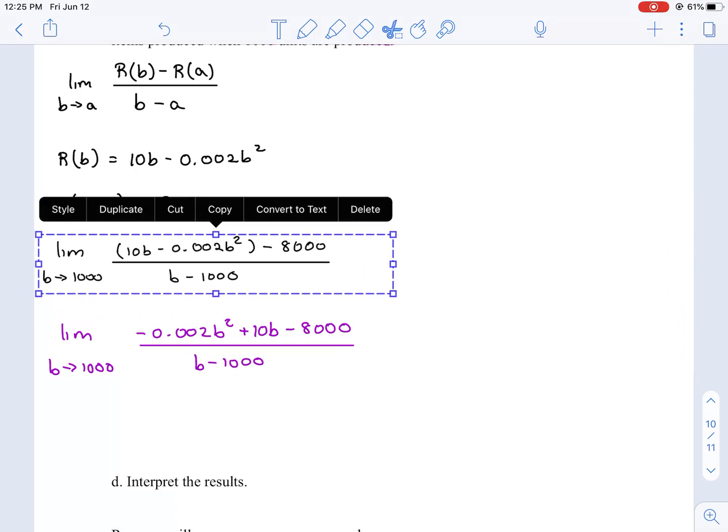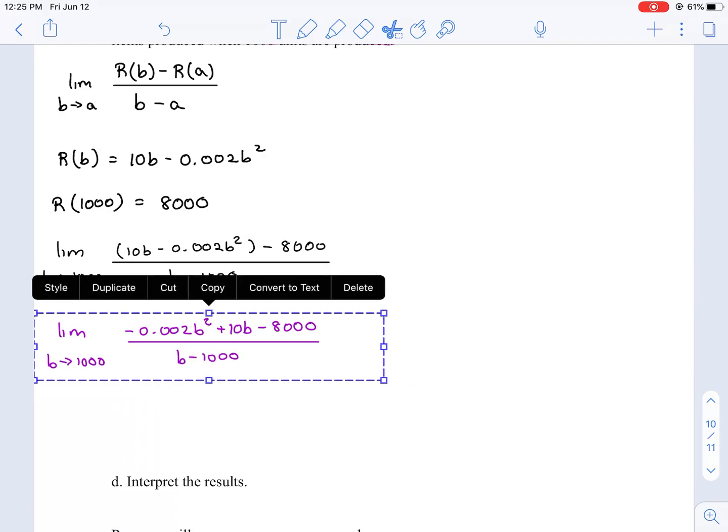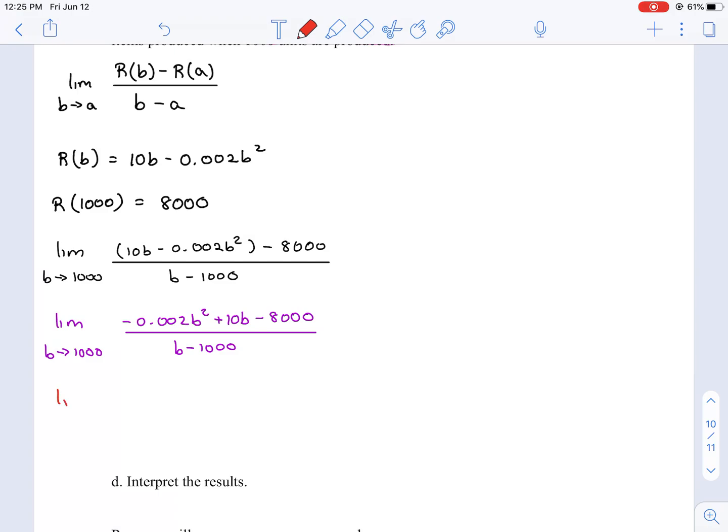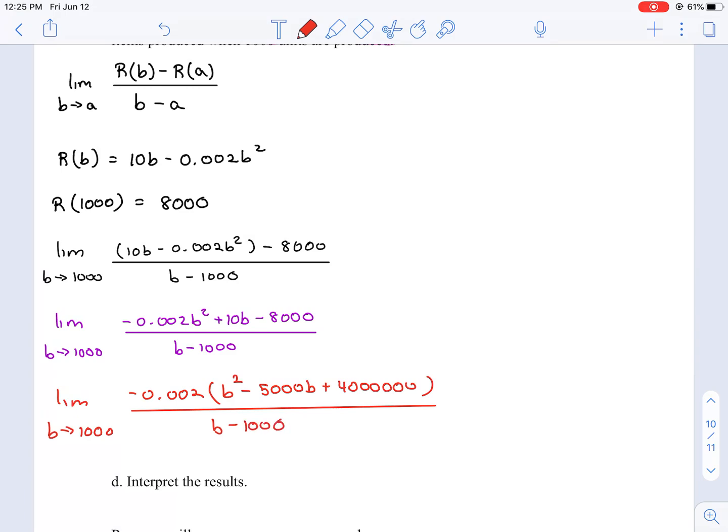Okay, so the numerator does factor, but before we factor the numerator into two binomials, I'm going to factor out a 0.002. I'm actually going to factor out a negative 0.002 first. So that becomes (b² - 5,000b + 4 million), and we're going to divide that by b - 1,000.